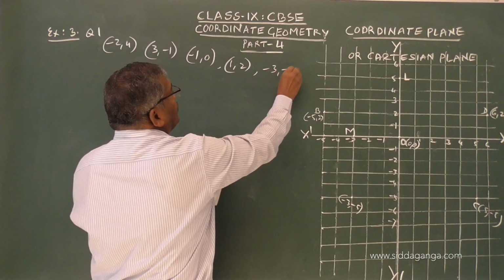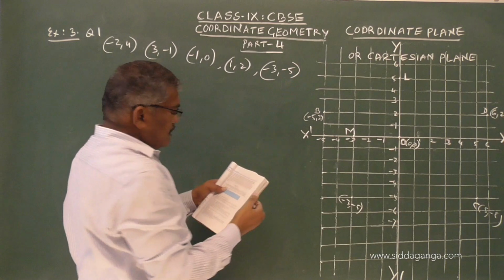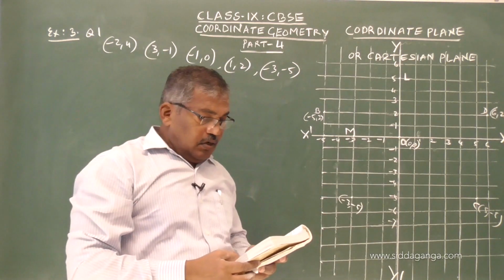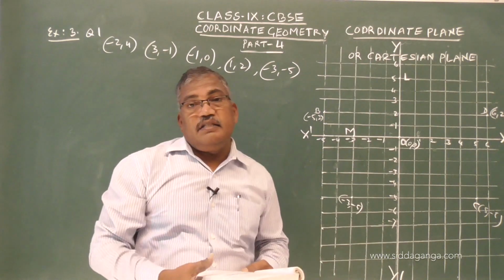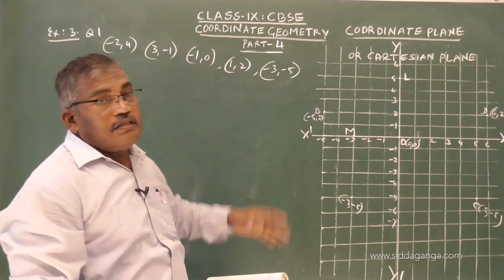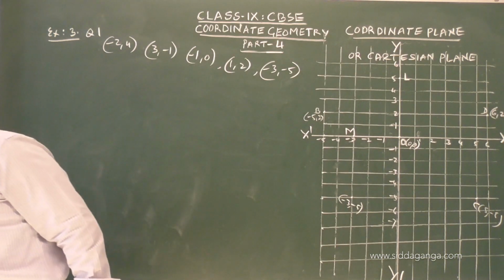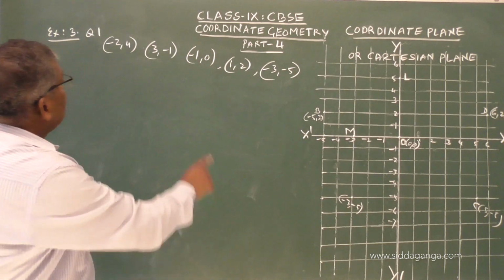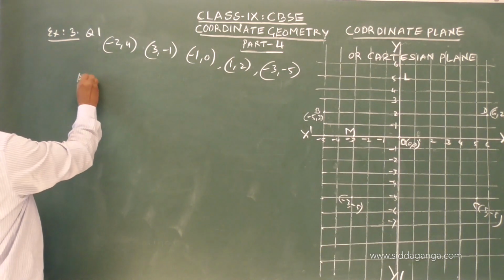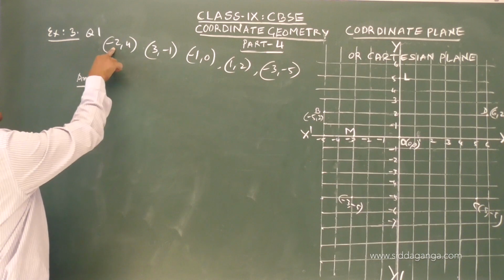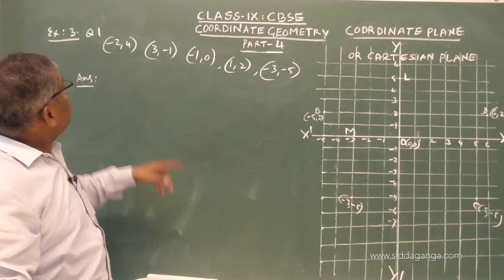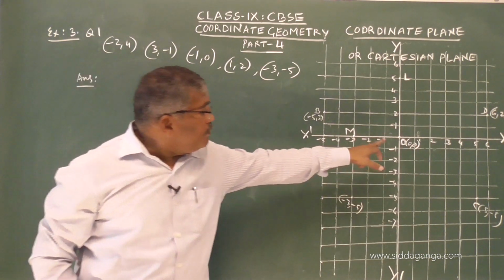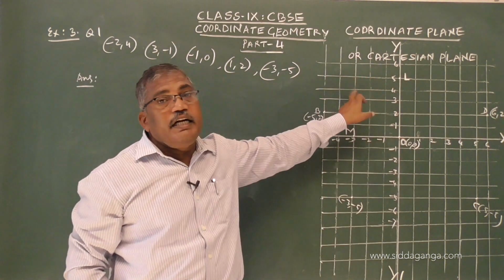So the question is, in which quadrant or on which axis do these points exist? So that is the answer. By looking at it, you can see the answer. You can write like this: see, x is negative and y is positive, so it is in the second quadrant.